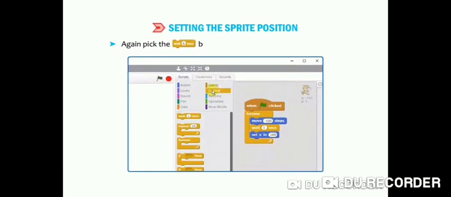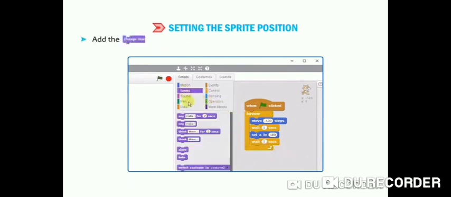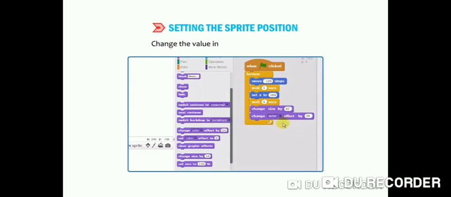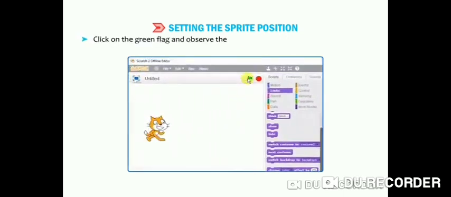Now again pick the wait 1 second block and place it after the set X to 100 block. So I'm just placing it. Look at here. Clear? After that, add the change size by 10 and change color effect by 25 blocks one after the other at the end of the script. So I'm just adding it. Then change the value in the change size by 10 block to 5. At the place of 10, I'm just writing 5 here. You can see that.